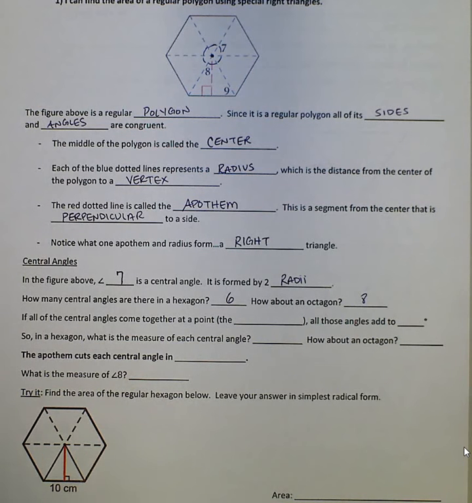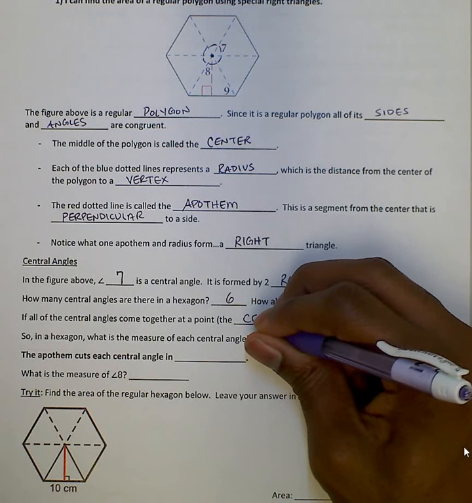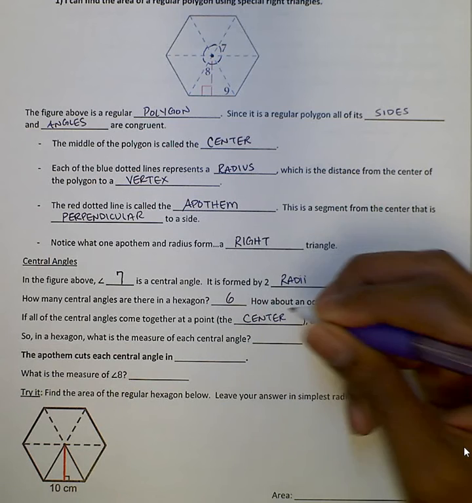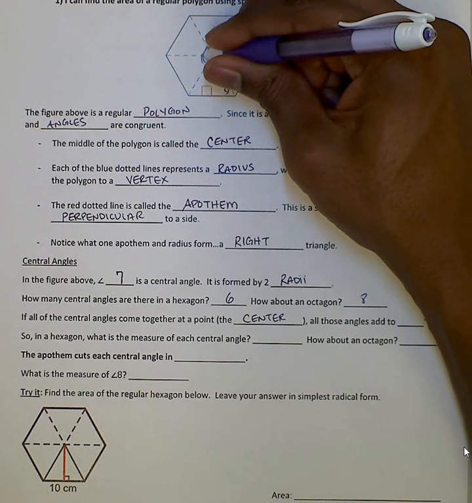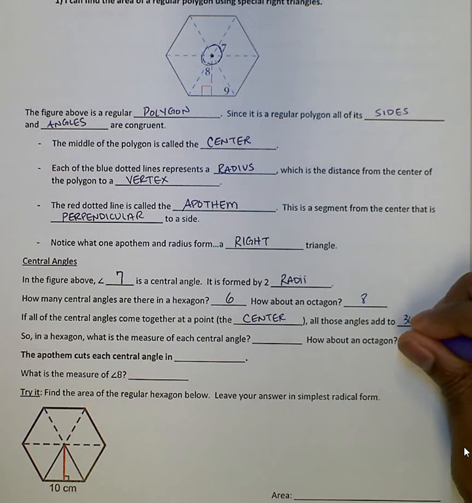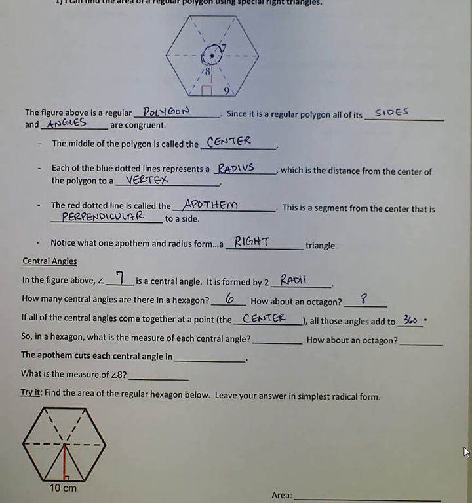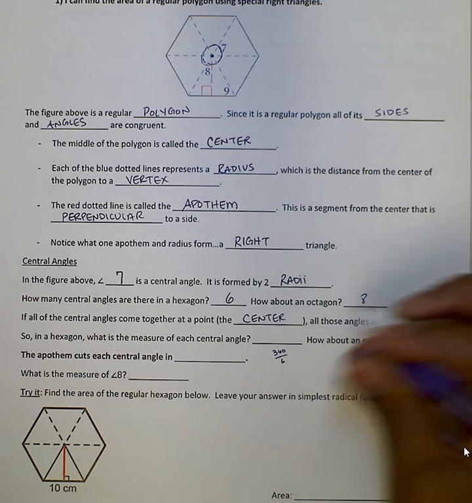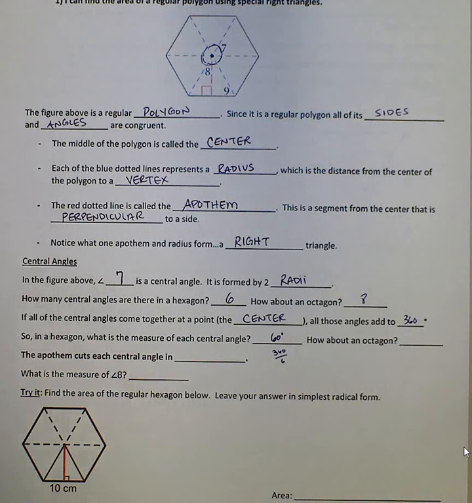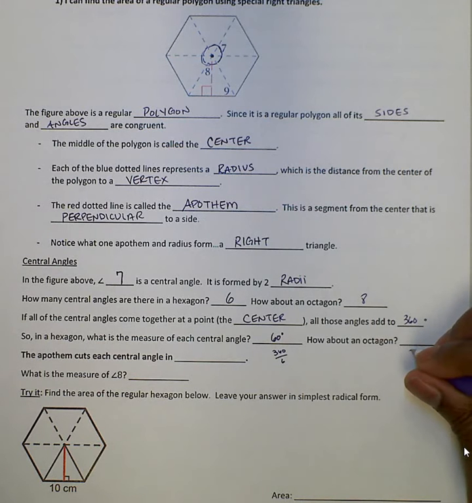If all the central angles come together at one point, the center, all those angles add up to, what's the shape that we just drew counting out the central angles? Circle, so 360. So in a hexagon, what is the measure of each central angle? They all add up to 360, and there are 6 of them, so 360 divided by 6 gives us 60 degrees. In an octagon, we do the same thing, 360 divided by 8, and that gives us 45 degrees.